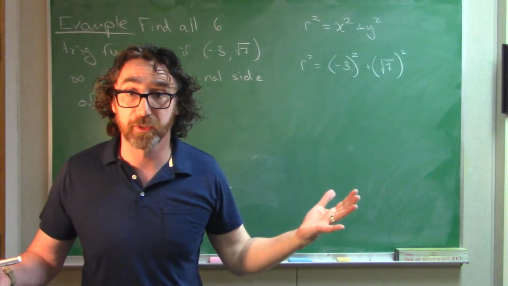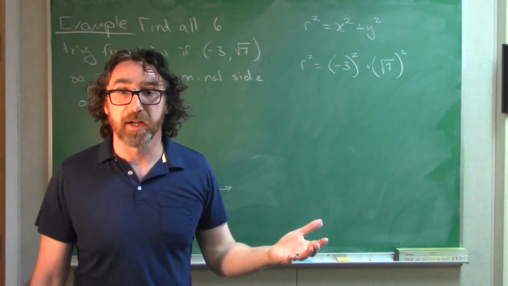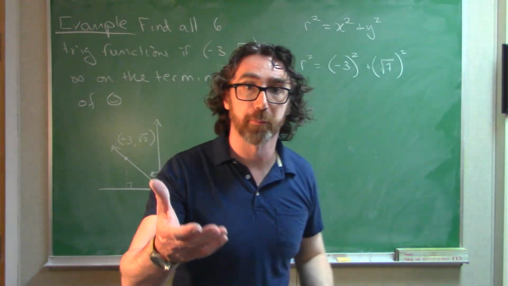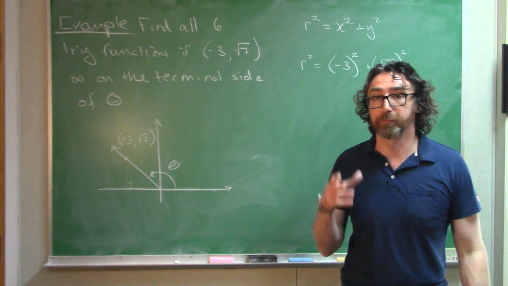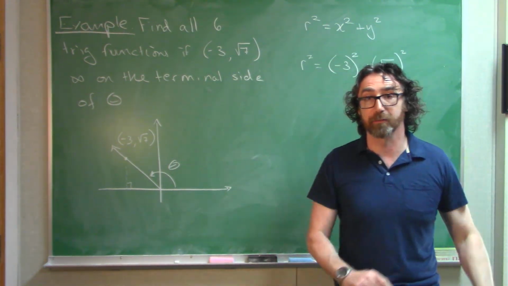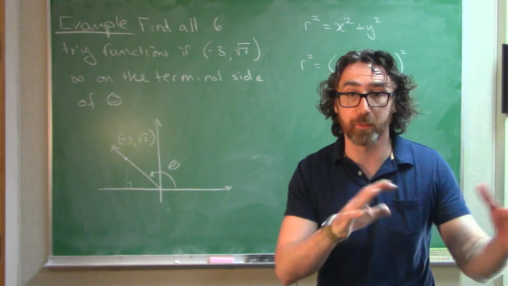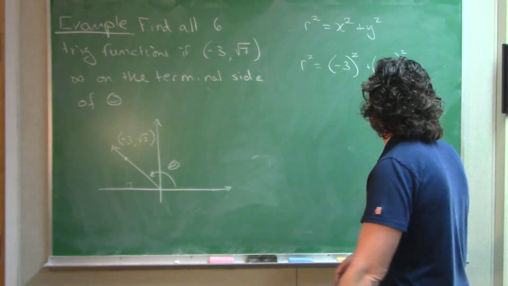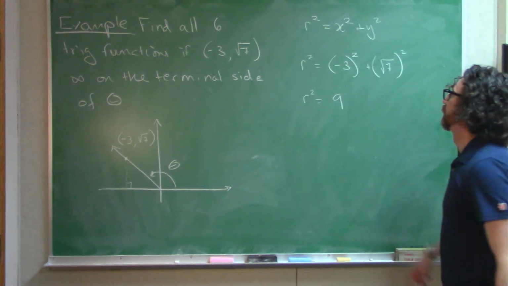One fun fact to note: whenever you square something, you always get a positive result. If you take a positive number and square it, positive times positive is positive. If you take a negative number and square it, you have negative times negative, and the rules for signs tell us a negative times a negative is a positive. So either way, we get a positive result. So that's a positive 9.